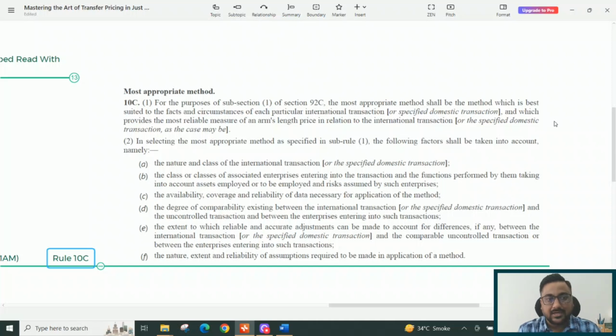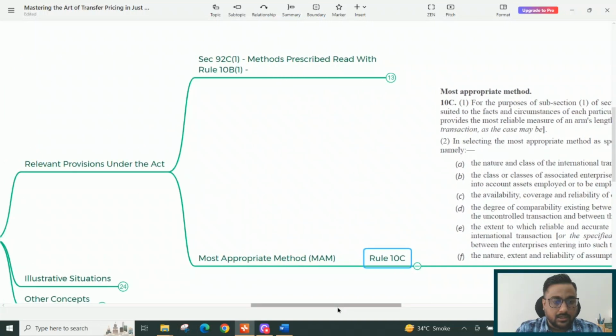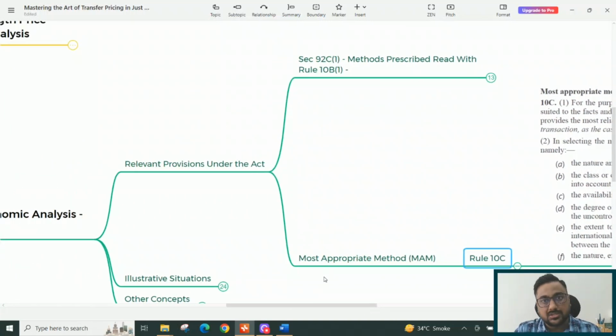I hope this entire theoretical aspect clarifies. I'll meet you in the next video where we are going to discuss illustrative situations wherein we can apply such methods. In transfer pricing, every situation is new, and sometimes a situation may be entirely new to the practice also. But we'll understand the illustrative situations where we can apply such methods.